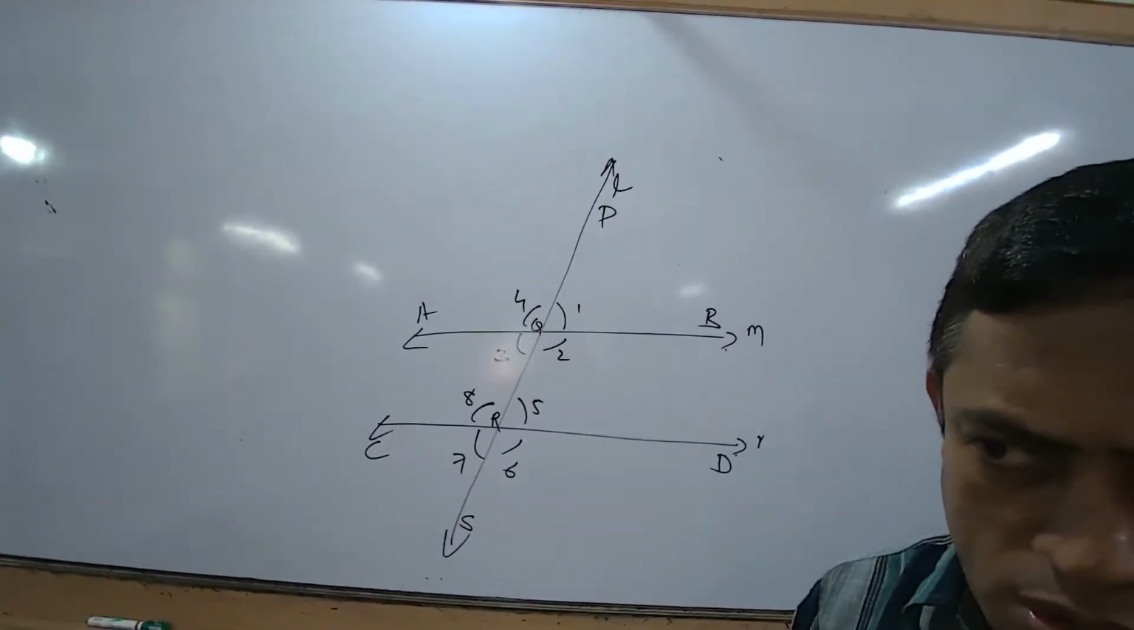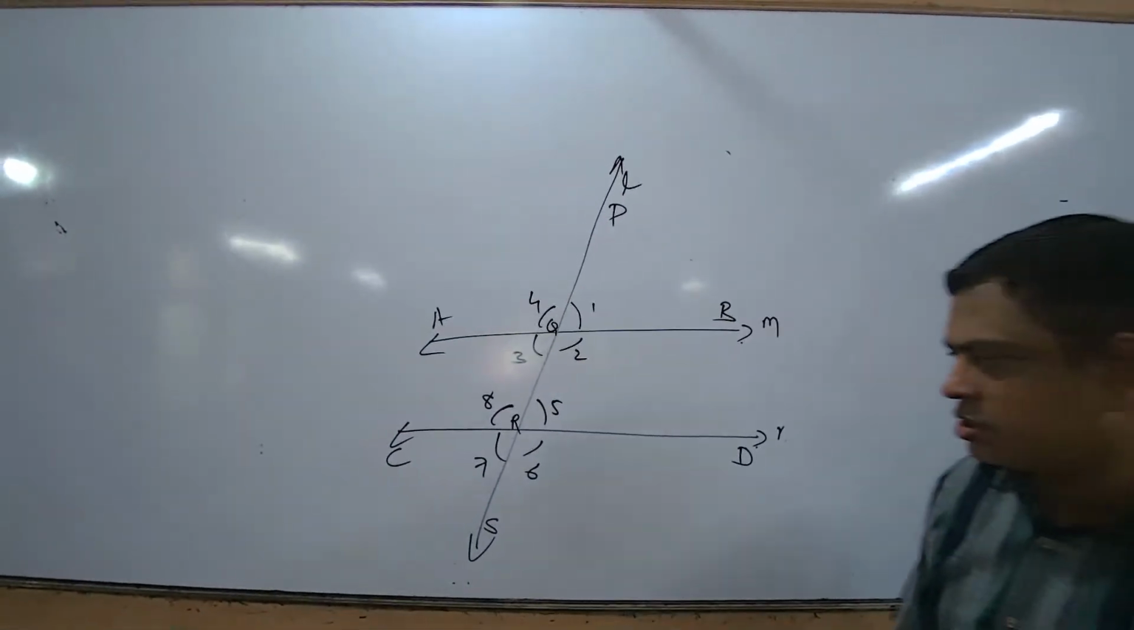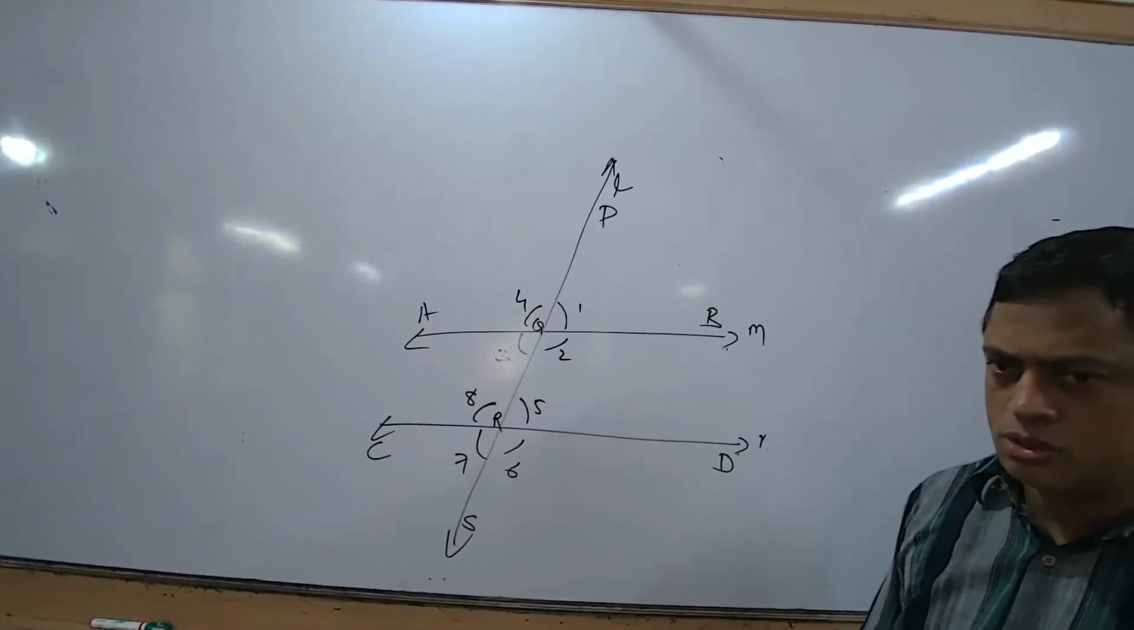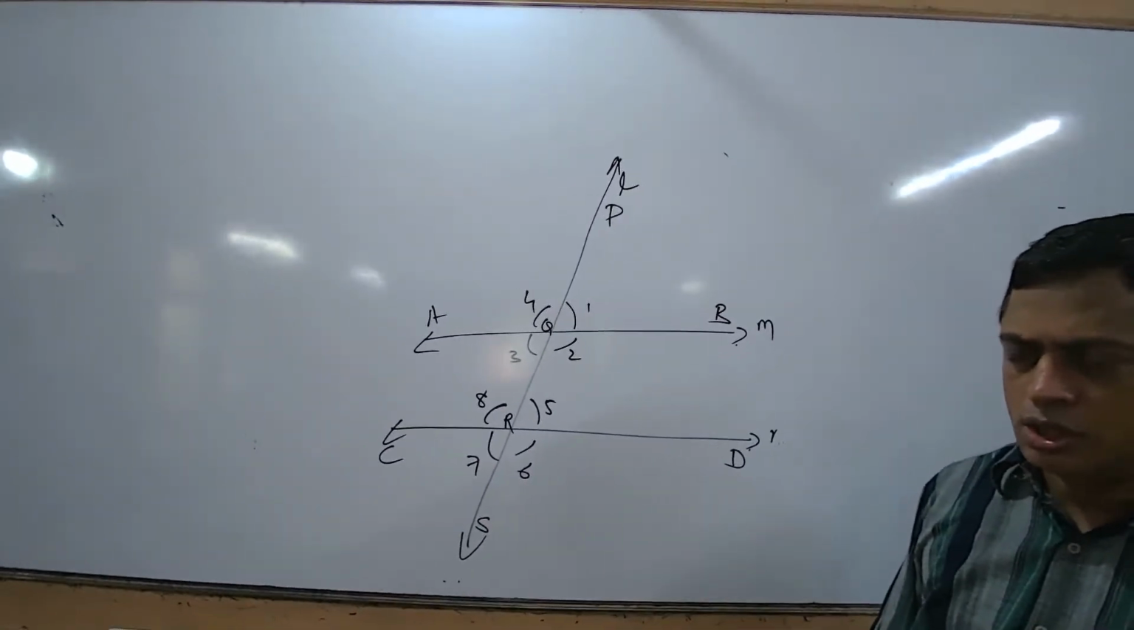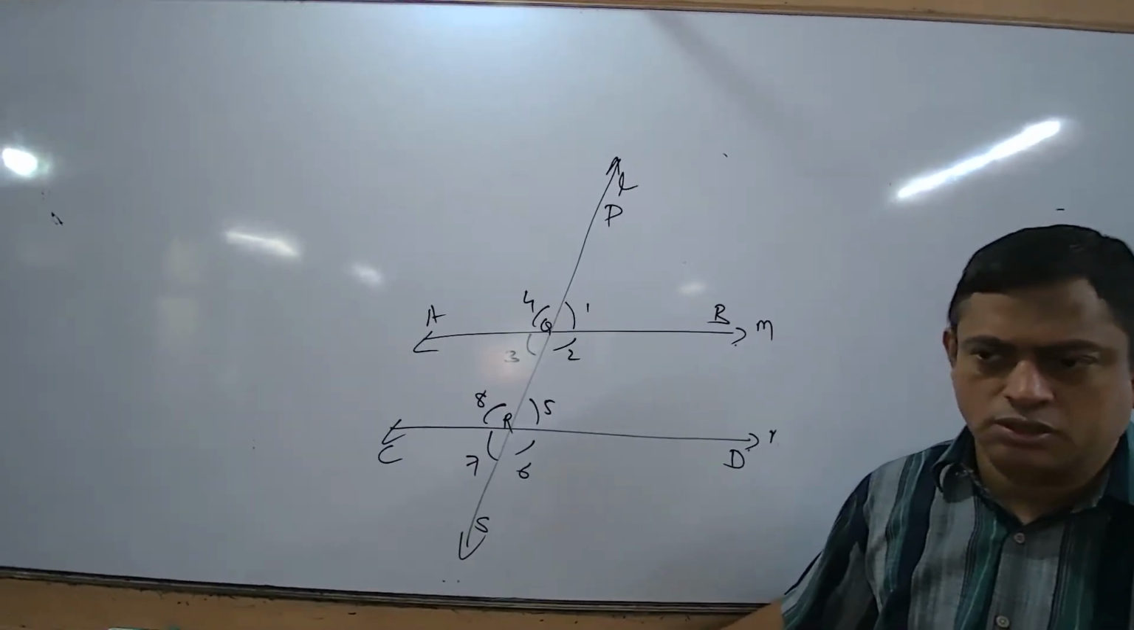What happened? Sir, can't we say 1 and 6? 1 and 6 are co-interior angles? No, that is exterior.